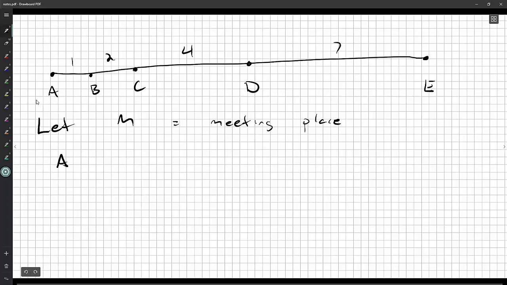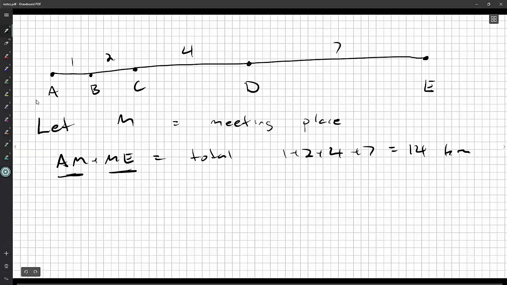AM plus ME equals the total 1 plus 2 plus 4 plus 7, which is 14 kilometers. So we don't really need to worry about the distance Abe or Ernie travels. They're taken care of. So what matters is, where is M? Where can I minimize the distances for Bo, Carla, and Denise? That's the challenge now.